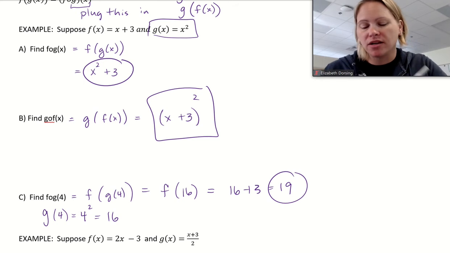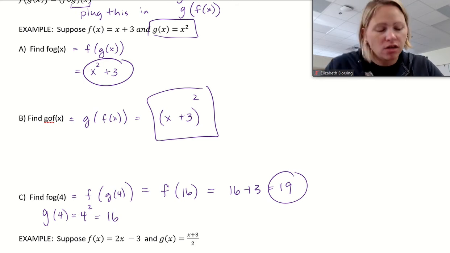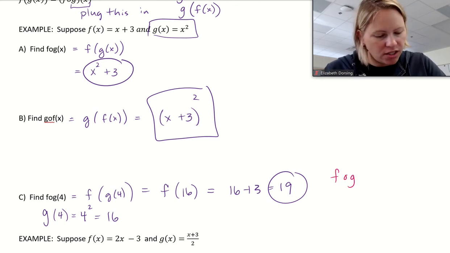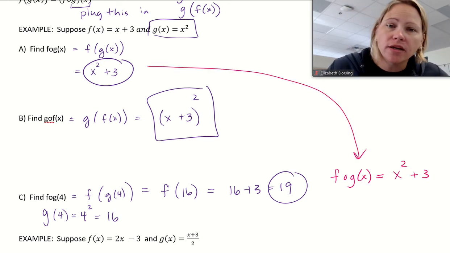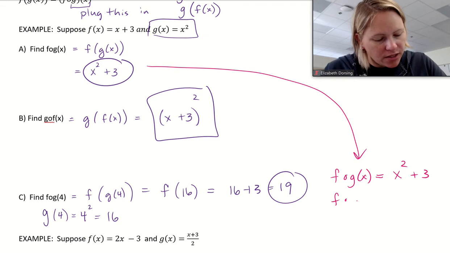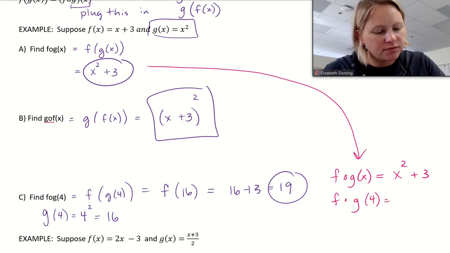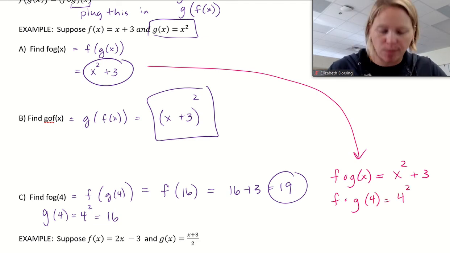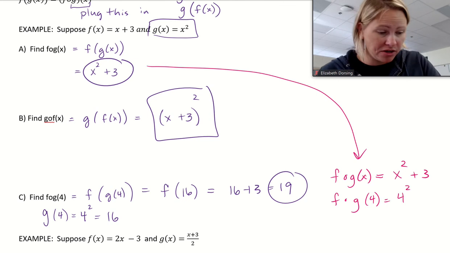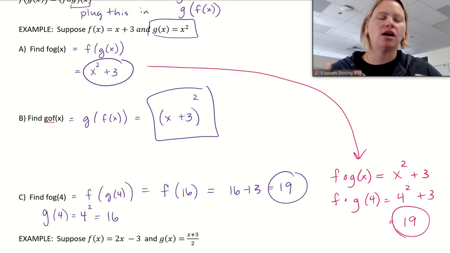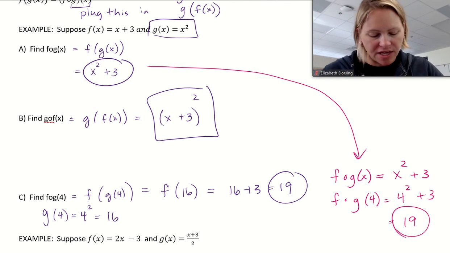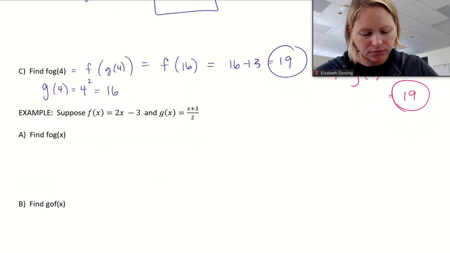The second way that I could go about it is I could realize that I actually have an equation for f of g of x. F of g of x was found in part A, and it's x squared plus 3. So I could use that and evaluate it that way. F of g of 4 is 4 squared. Hey, remember I did 4 squared, that was the g of 4. There it is, plus 3, I still get 19. So regardless of the method that you choose, you should always get the same answer. It doesn't matter which way you go about thinking about it. You should come to the same answer.